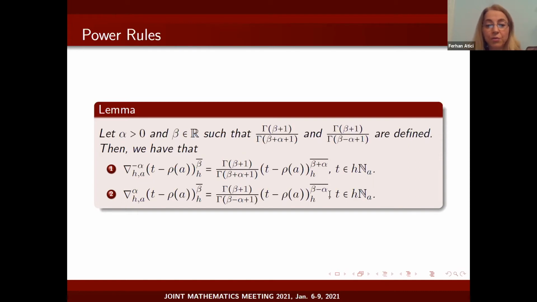If you just look at these two power rules, I want you to observe what happens to the powers. Here, minus alpha, beta, you add them. Here, alpha and beta minus alpha, you kind of subtract. So we have the power rules for fractional sum and fractional difference operators in this h and a domain.